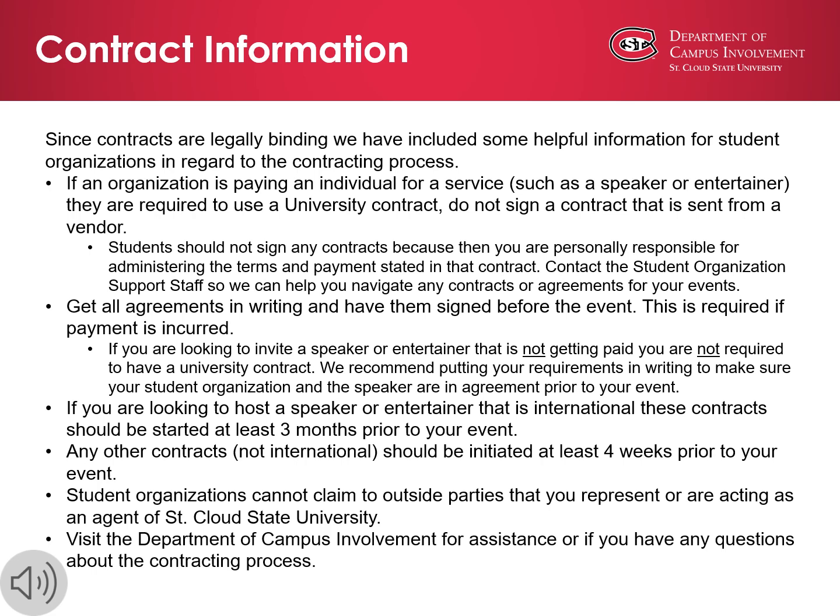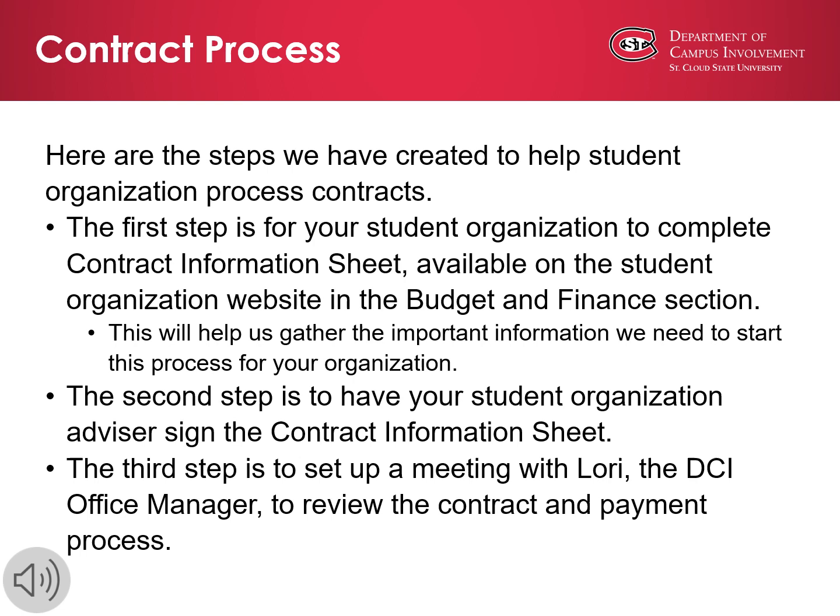If you are looking to host a speaker or entertainer that is international, these contracts should be started at least 3 months prior to your event. Any other contracts, non-international, should be initiated at least 4 weeks prior to your event. Student organizations cannot claim to outside parties that you represent or are acting as an agent of St. Cloud State University. Visit the Department of Campus Involvement for assistance or if you have any questions about the contracting process. Here are the steps we have created to help student organizations process contracts.